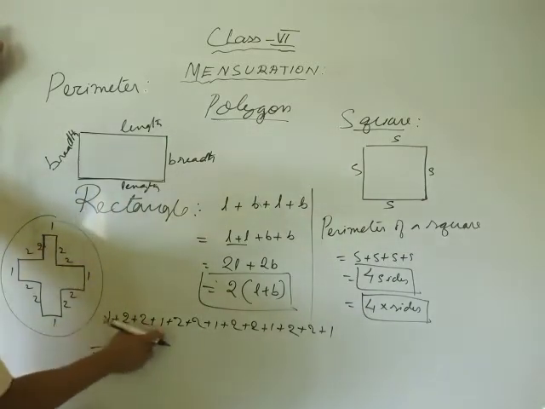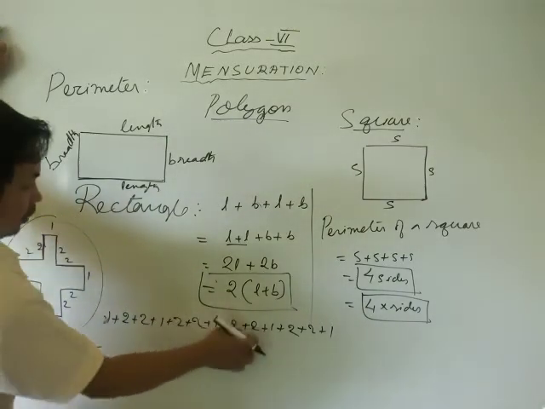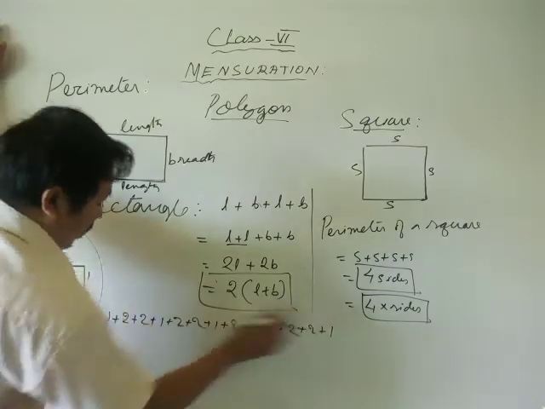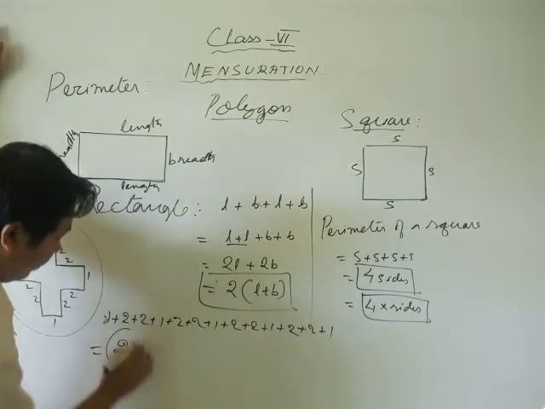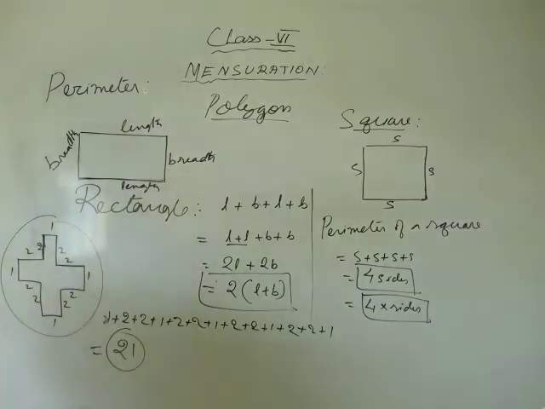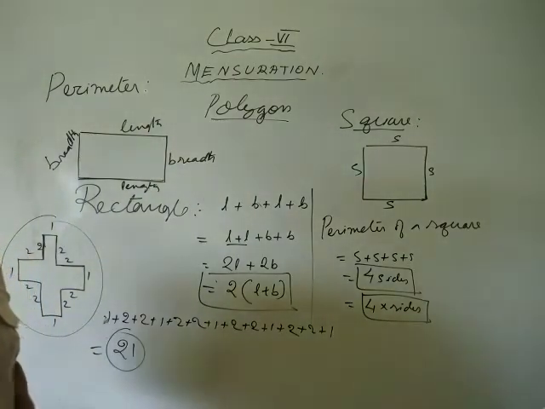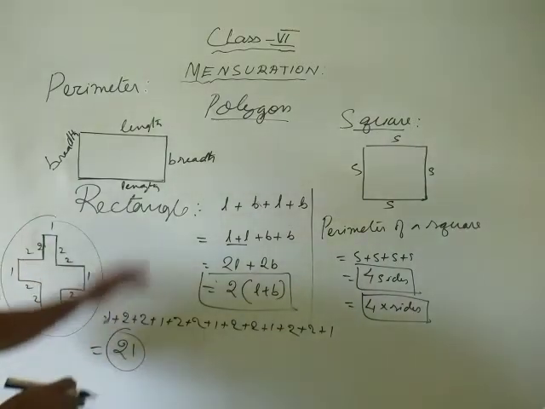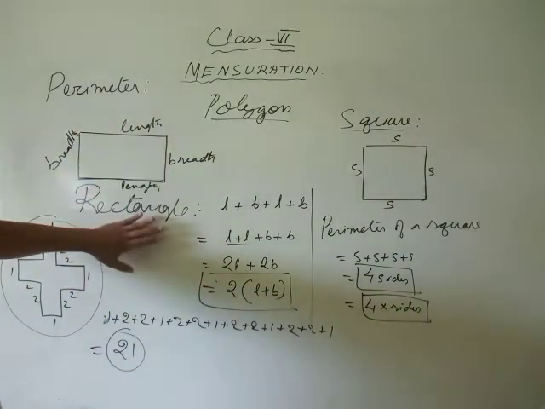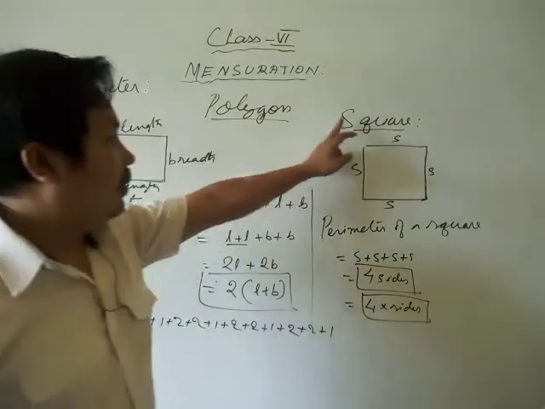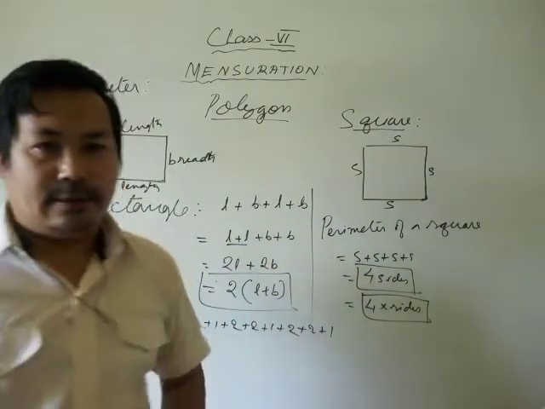3, 4, 5, 6, 7, 8, 9, 10, 11, 12, 13, 14, 15, 16, 17, 18, 19, 20, 21. 21 is the perimeter of this. It means we have to add all the sides of the figure. So the perimeter of a rectangle is 2 into (L plus B), and the perimeter of a square is 4 into S.